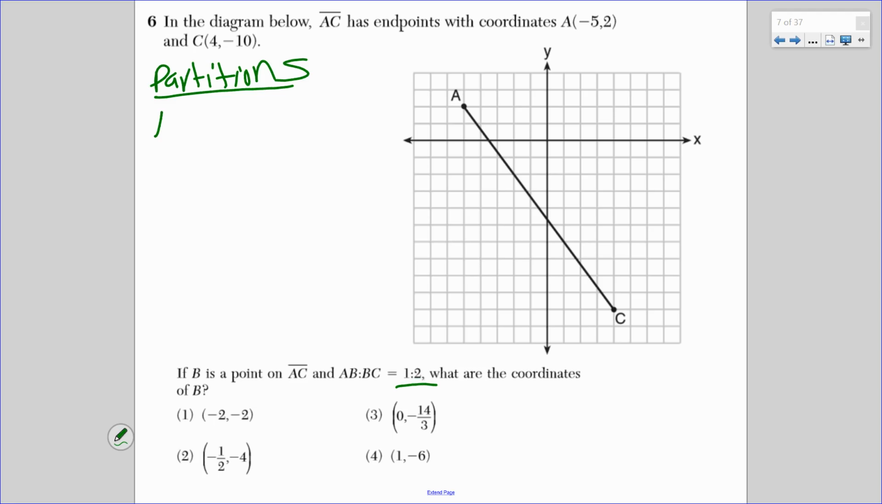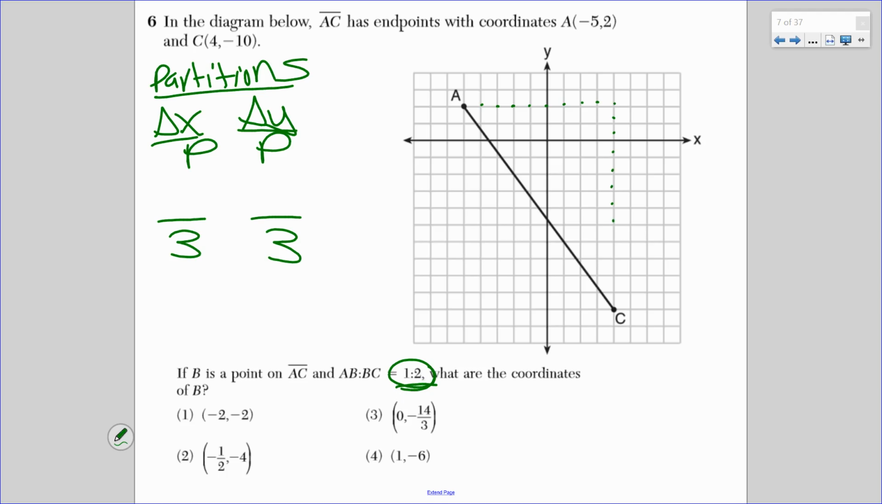Just do it right. Delta X and delta Y over P, where P is the number of partitions. Since there are a total of three pieces, my P is 3. To find delta X and delta Y, I count. You can subtract. I like to count. 1, 2, 3, 4, 5, 6, 7, 8, 9. 1, 2, 3, 4, 5, 6, 7, 8, 9, 10, 11, 12. 9 for X, 12 for Y. Again, you can also subtract the X values, subtract the Y values, but half the students can't subtract, so I like to count. That gives me 3 and 4.